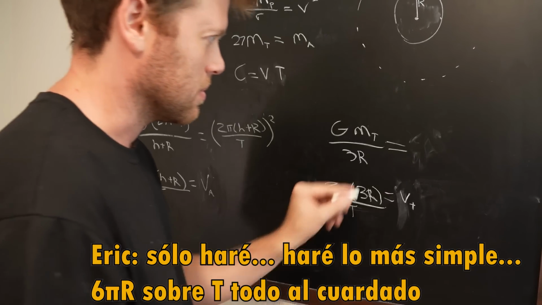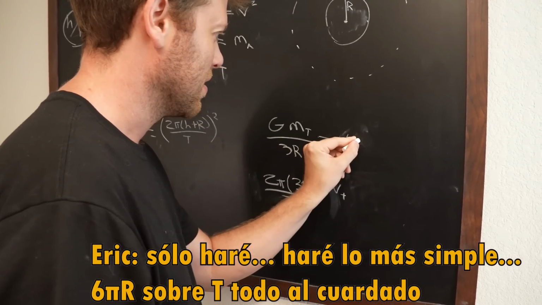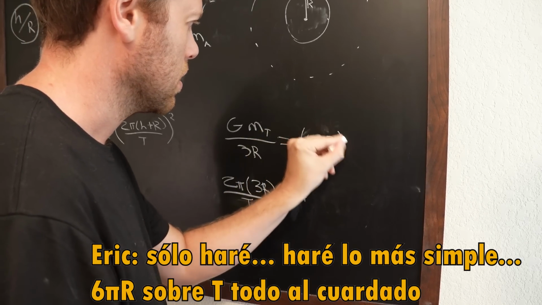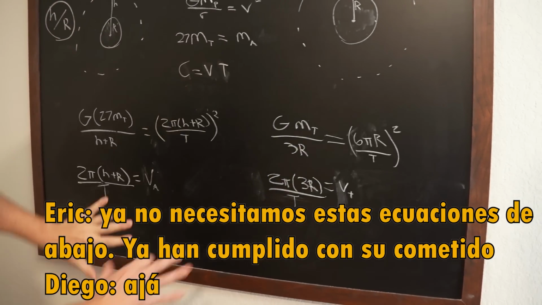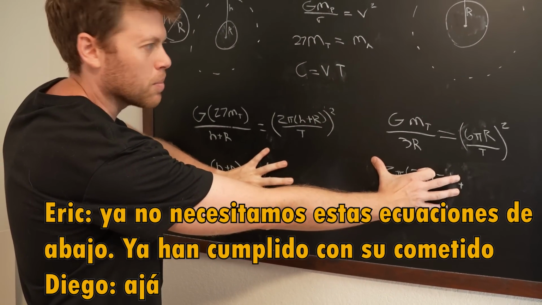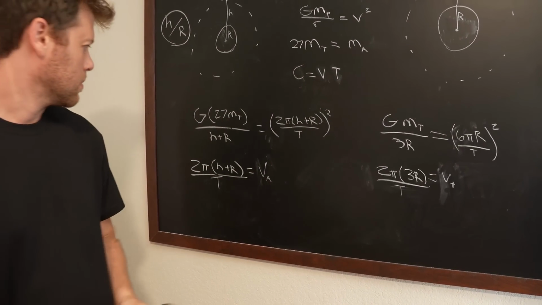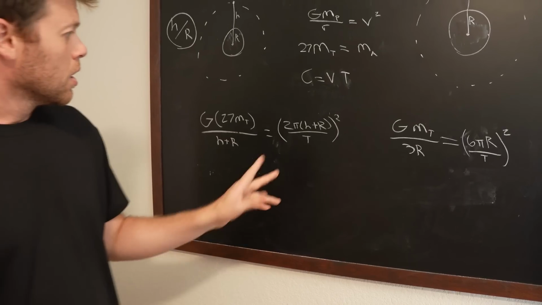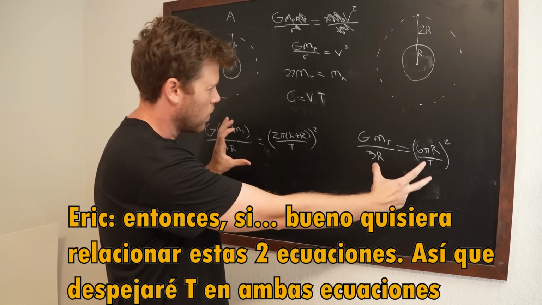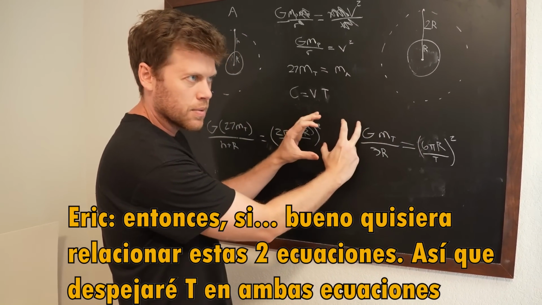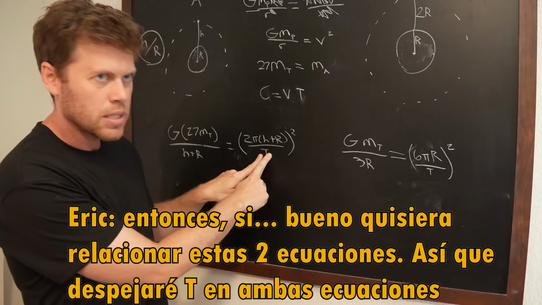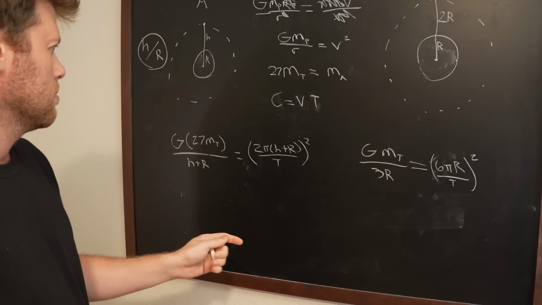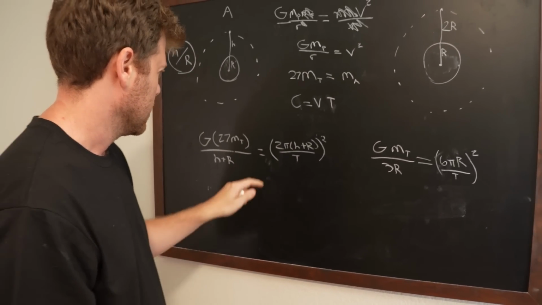I'll just turn it. I'll do the easy thing, right? 6 pi r over t squared. Okay. So we don't really need these equations anymore. They served their purpose. Because I would want to also be able to equate these two things together in some way, so I'd like to isolate t in both of these equations, which is not that hard.